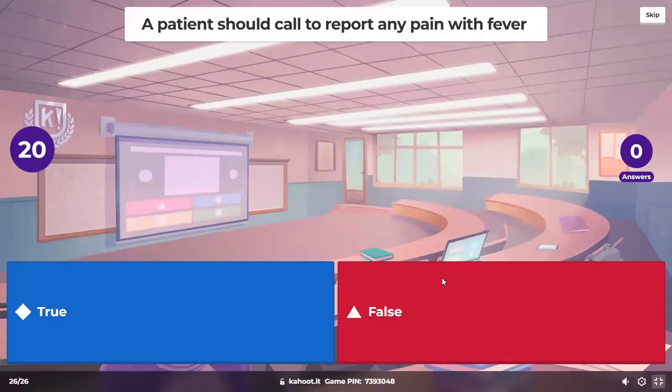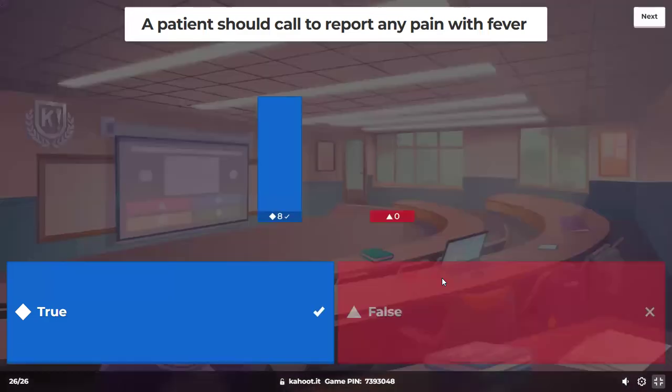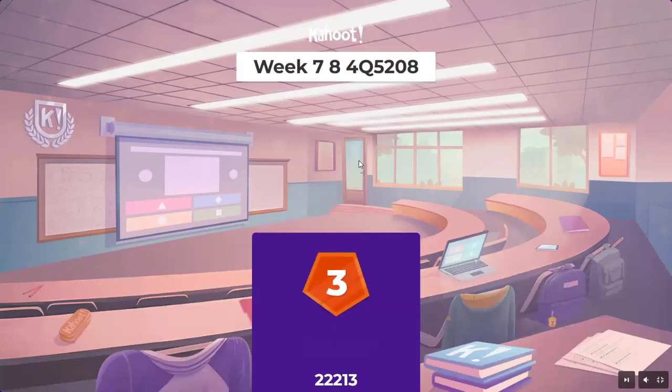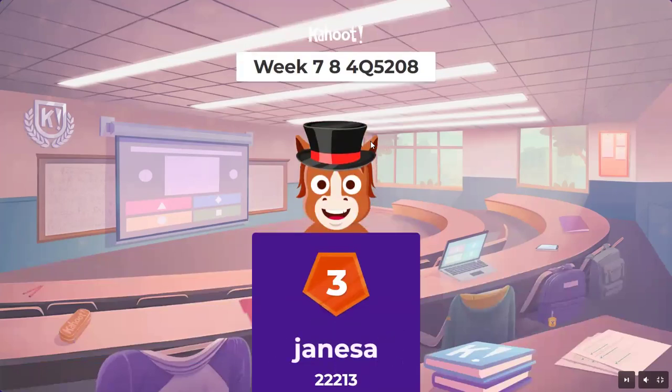A patient should call to report any pain with fever. This is a different person that just may have pain, but they also have fever. Fever is that thing that we need to call about. They need to follow up with their healthcare provider because it's something else going on. That's the indication that it's more than just pain.